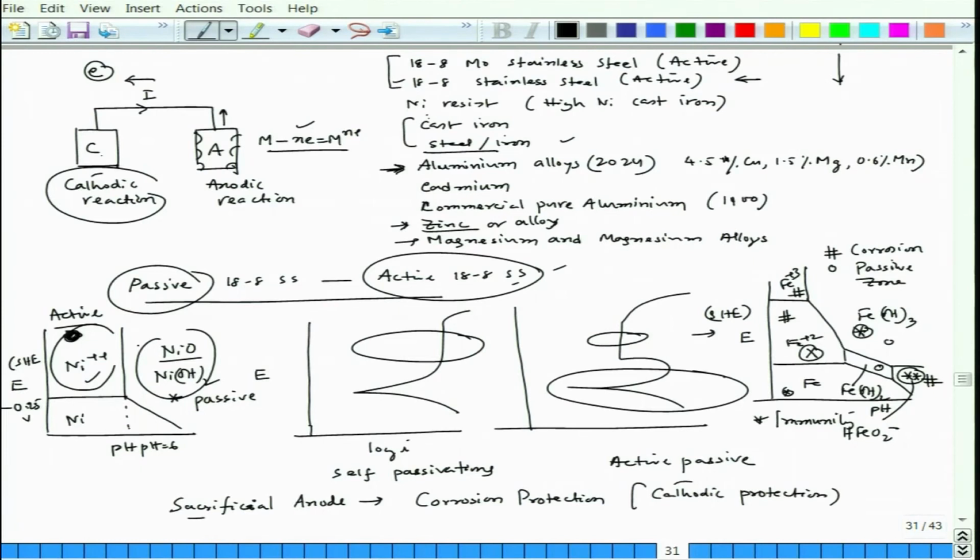So, there passive means where an oxide layer has formed and that leads the metal to achieve passivity, because this zone is passivity and this zone is active, this zone is immune, fine. Here also this zone is passive, this zone is active, this zone is also active. Why?